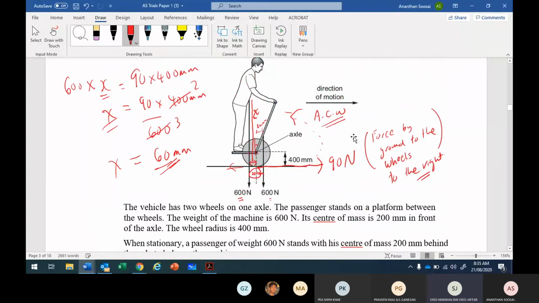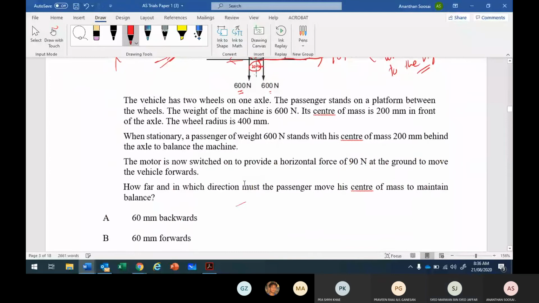Should we consider the center of mass of the motor first? The center of mass of the motor never changes. The center of mass of the motor, 602 mm away, never changes. They said how far and in which direction must the passenger move the center of mass to maintain the balance. It means the center of mass of the vehicle, we assume, does not change.